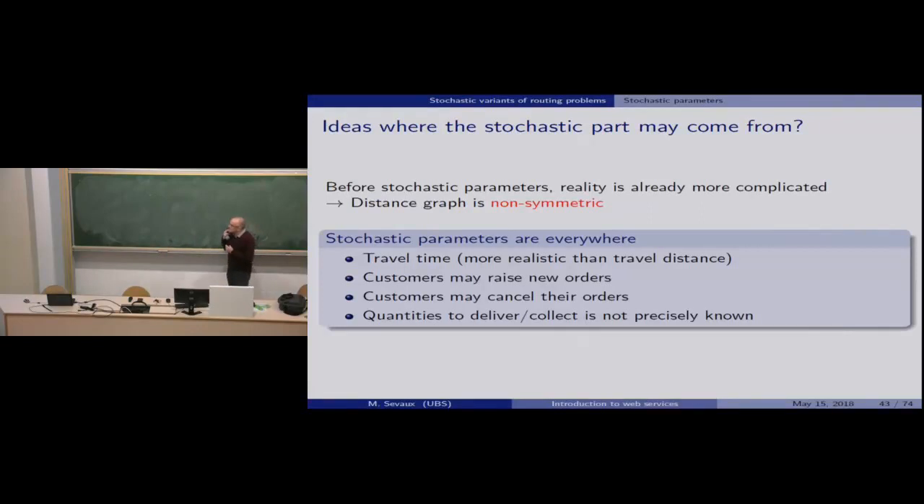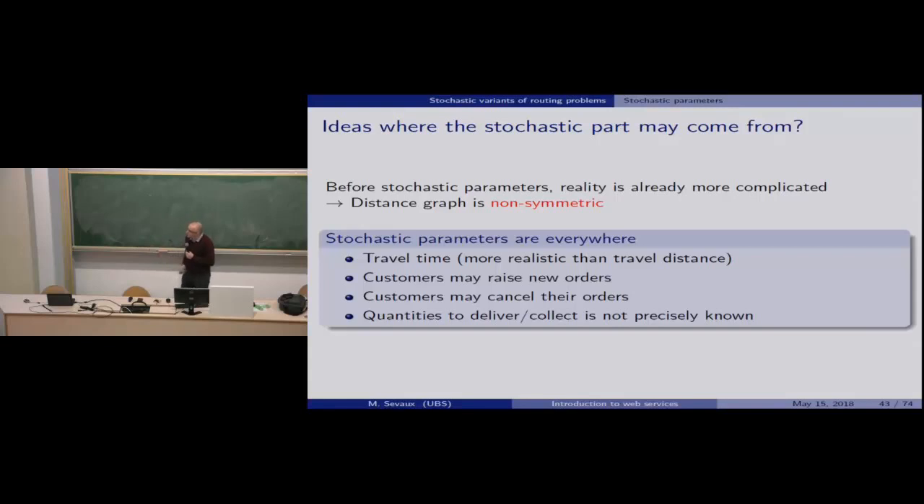Maybe before talking about stochastic parameters, reality is already much more complicated than what we usually solve. Most of the instances we have in the literature come with the Euclidean distance, so easy to calculate. But in reality, the distance graph is not symmetric. You don't have Euclidean distances, the triangle inequality is not respected, or many other things. So the stochastic parameters are everywhere. First, if you talk to people, you don't talk about distances, you talk about travel time. People in carrier companies care about the number of kilometers, but they care much more about the time.